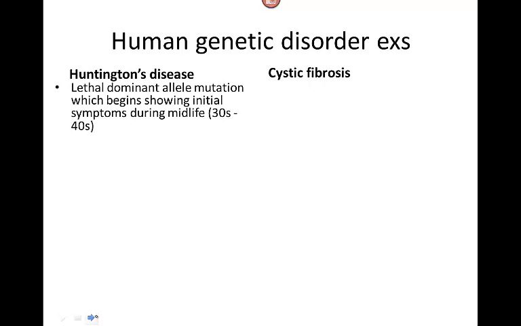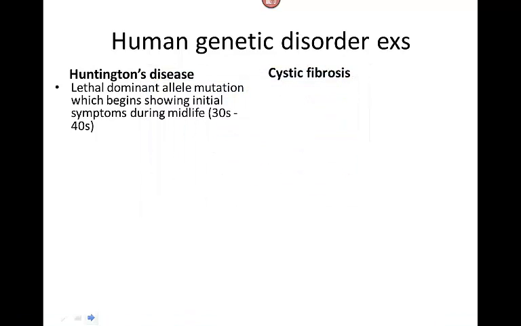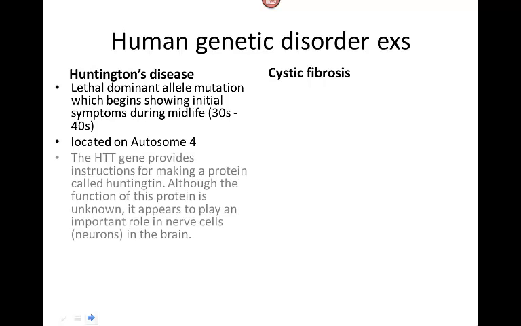Huntington's disease is a dominant allele mutation which begins showing initial symptoms during midlife. It's lethal, and the only reason why it continues in the human population is it doesn't kill people until they've had an opportunity to reproduce and therefore an opportunity to possibly pass on the gene. It is located on autosome 4. We are not looking at sex-linked genetic disorders until we get to chapter 15.